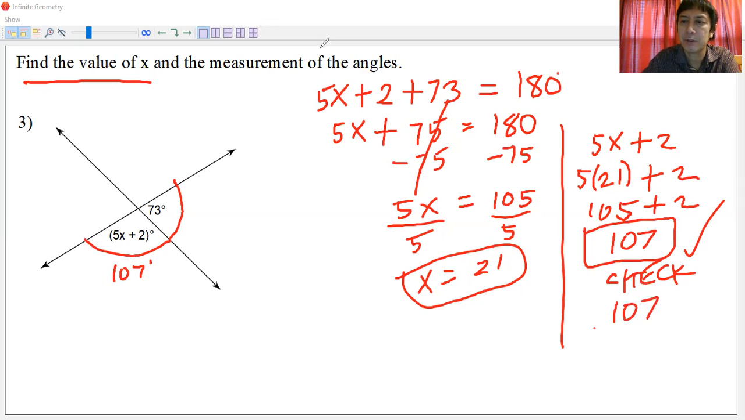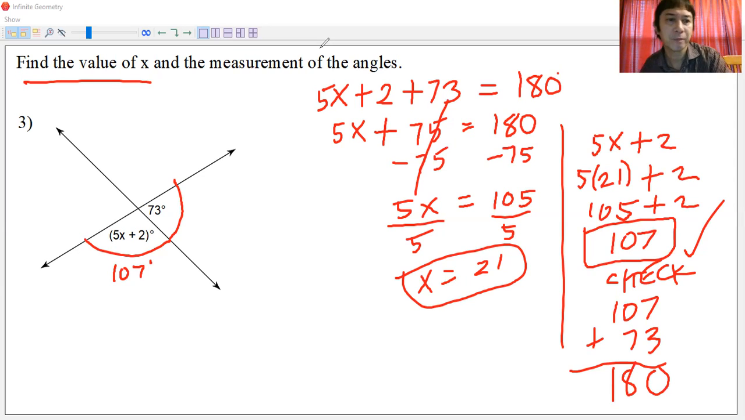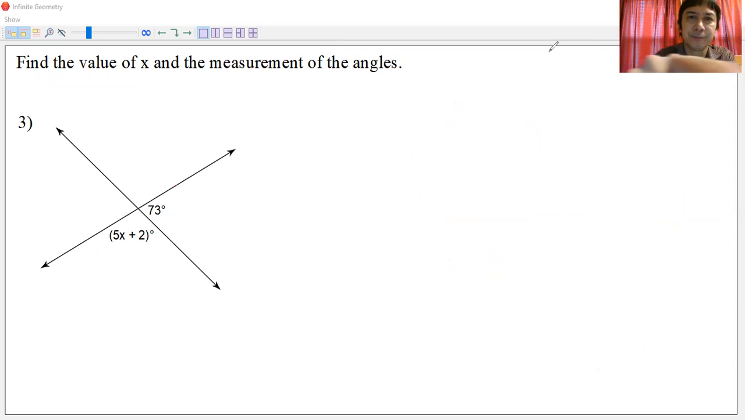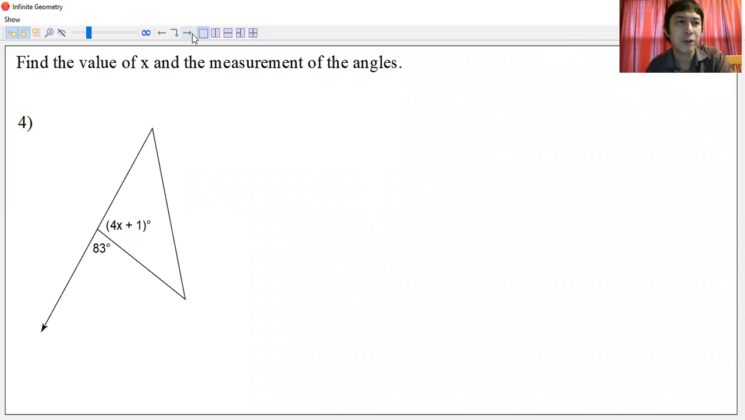A little check will do. 107 plus the 73, that's 10 carry 1, that looks like 180. Yeah, the total is correct, 180 for a straight angle. So 107 is the right answer for the angle, and the x is 21. That will be for number 3. Let's continue with the next, number 4.